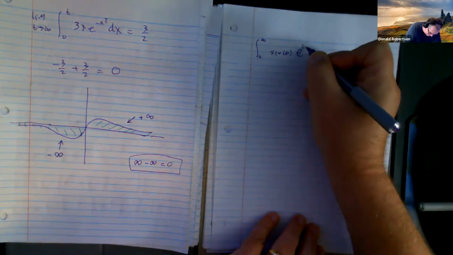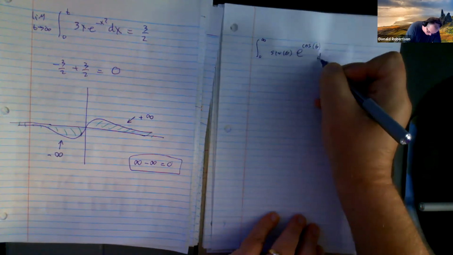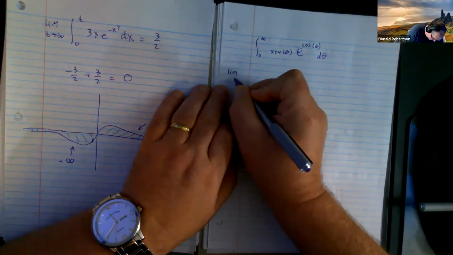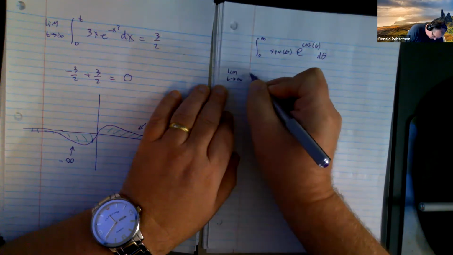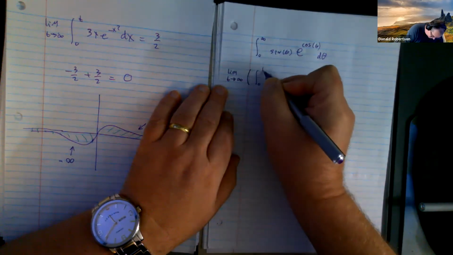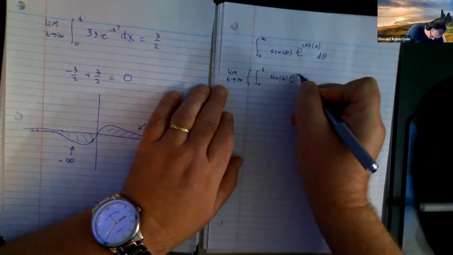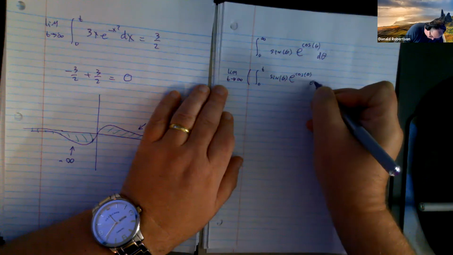And this fella has trig in it. And normally when I see trig, don't you just say it diverges because trig goes up and down and bad things happen and so on, right? But I think this one is strange enough that it might be worth trying out. So it's going to be the limit as t tends to infinity, 0 to t, sine theta, e to the cosine theta, d theta.